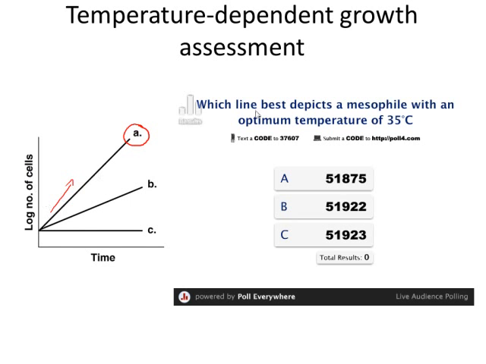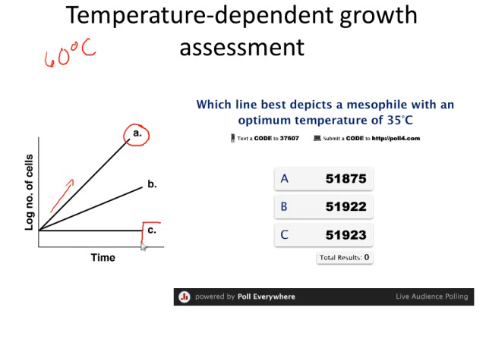Let's just try this out. I know it's not in the poll. What if I were to grow a mesophile at 60 degrees Celsius? Which line would represent the growth of a mesophile at 60 degrees Celsius? Answer in the screen that pops up.